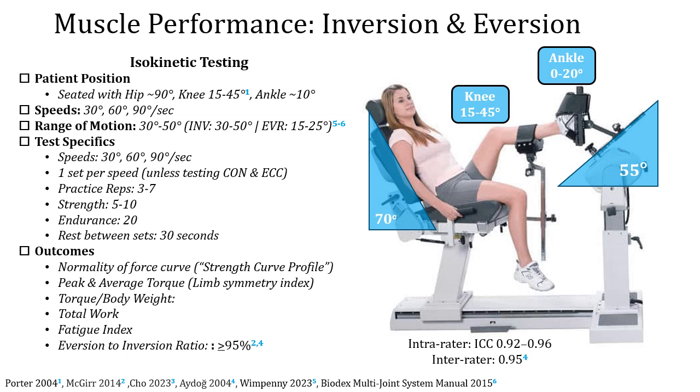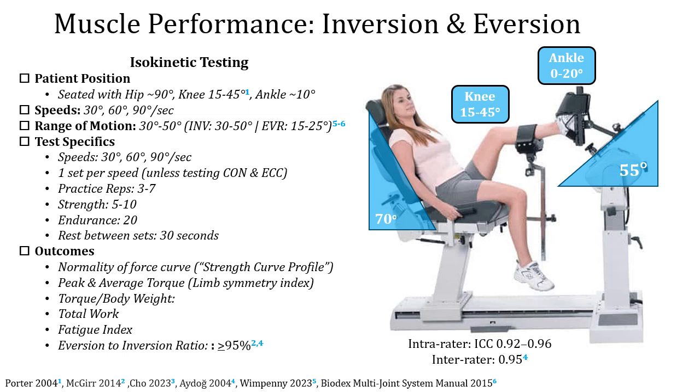Your speeds are comparable to that of what is shown with the ankle plantar flexion and dorsiflexion of 30, 60, and 90 degrees per second. Typically, it's done, if you're looking at strength, between 5 and 10 repetitions with 3 to 7 practice repetitions. Endurance repetitions can be anywhere between 20 and 25 reps. And your rest periods are going to be 30.